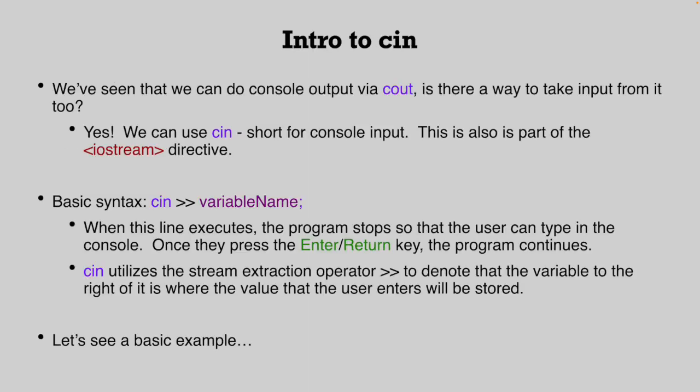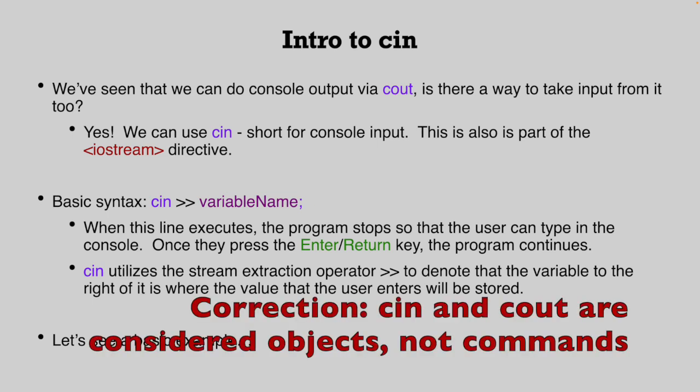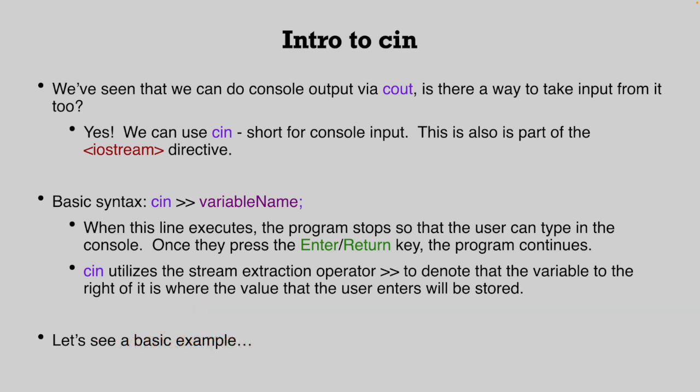So at this point, we've already seen that we can do console output via the cout. Is there a way to do the inverse, an input? And the answer to that would be yes. We can use the cin command, which is short for console input, and this is also part of the iostream directive, like the cout that we've used before.